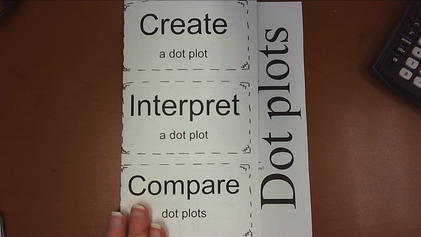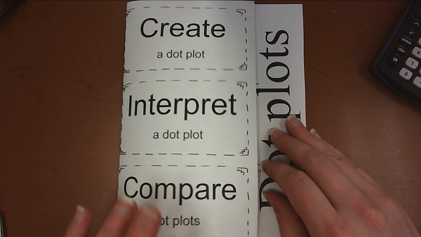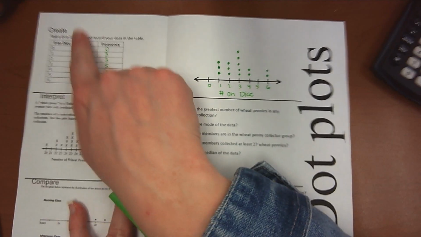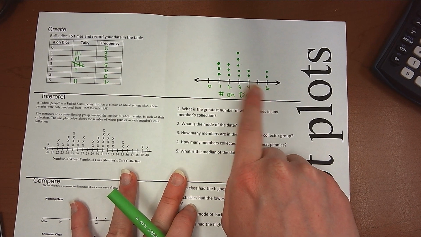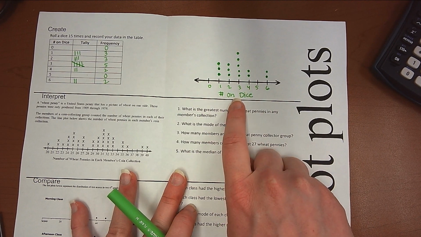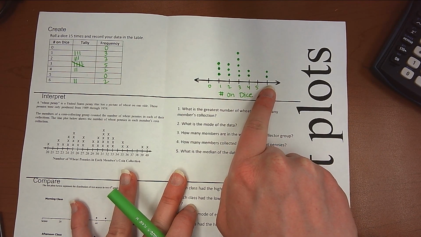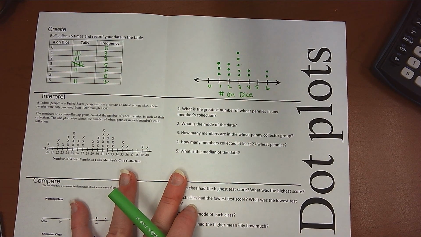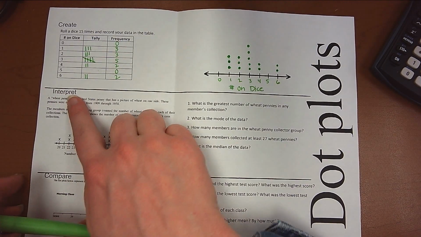In this lesson, we're talking about dot plots, and so at the beginning, we created a dot plot by rolling a dice. We created a frequency table, and then we plotted those frequencies on our dot plot. We made a number line, we labeled it, and then we put the number of dots for the number of frequencies that each of those dice, for each number that we rolled, however many times we rolled it. Now we're going to move on to this interpret part.